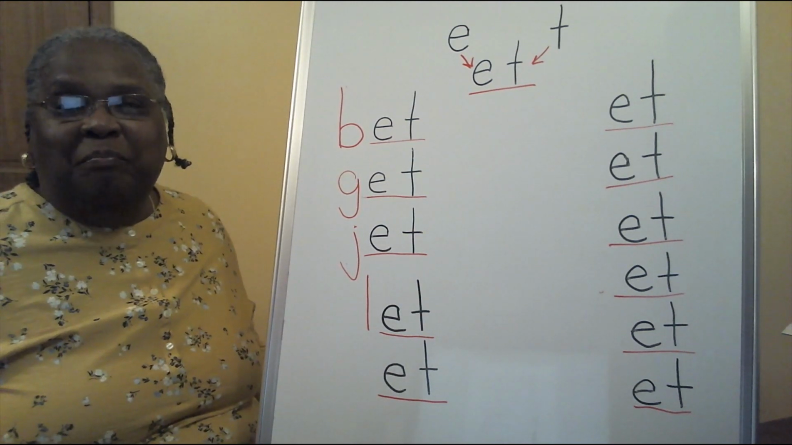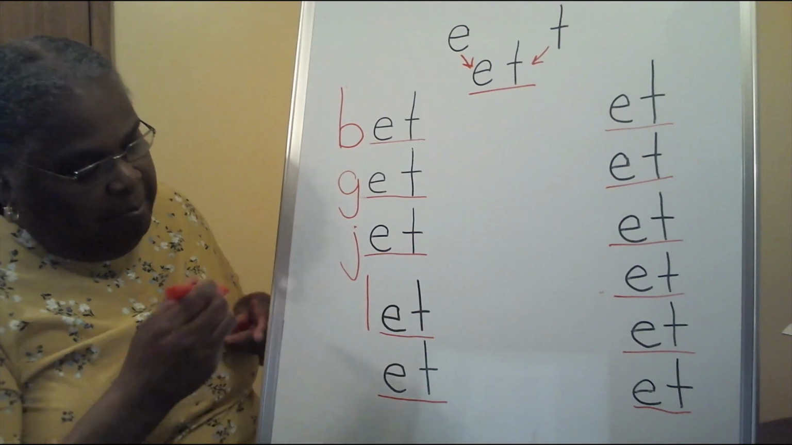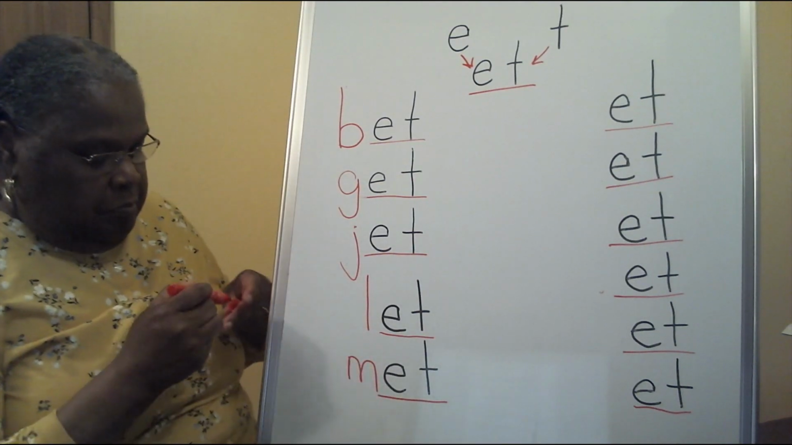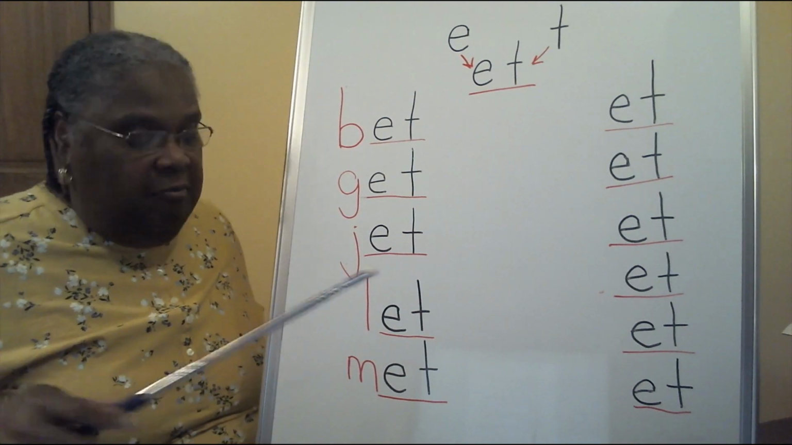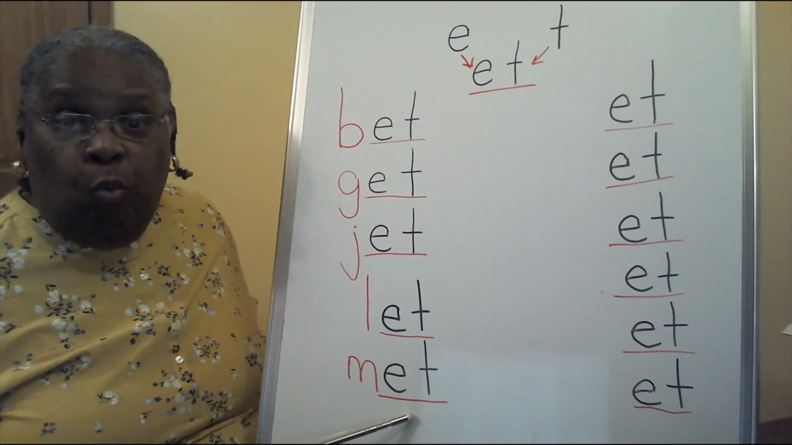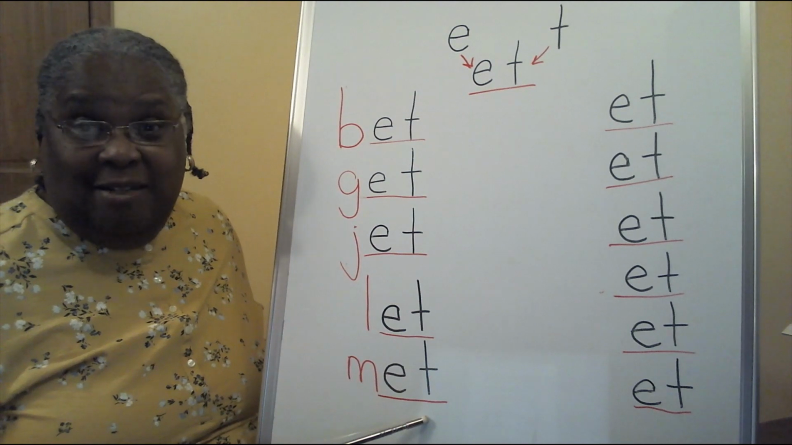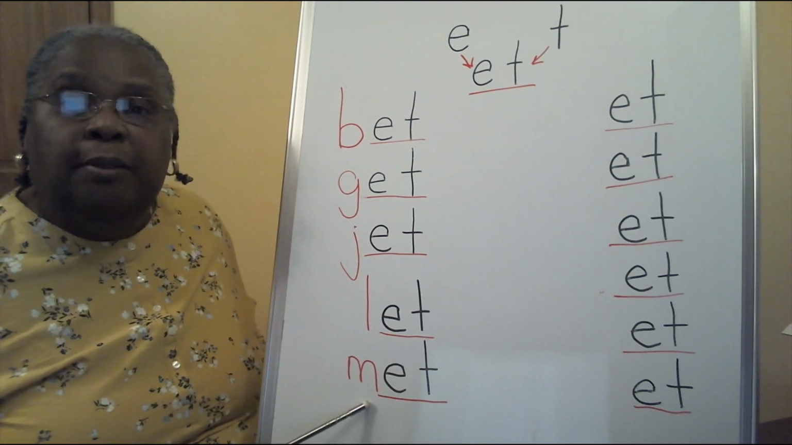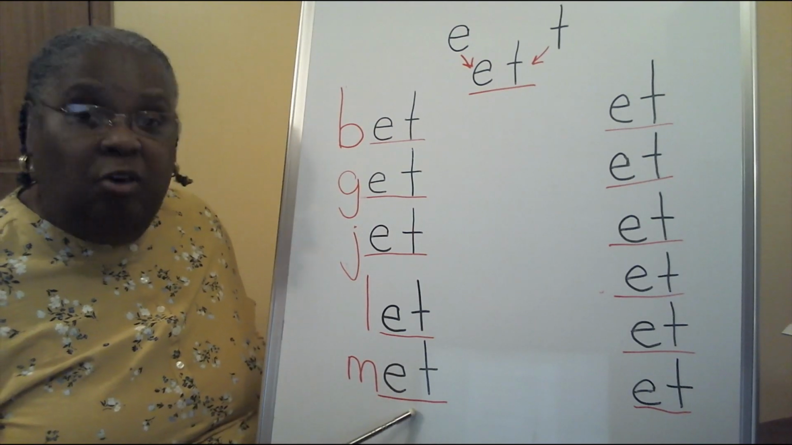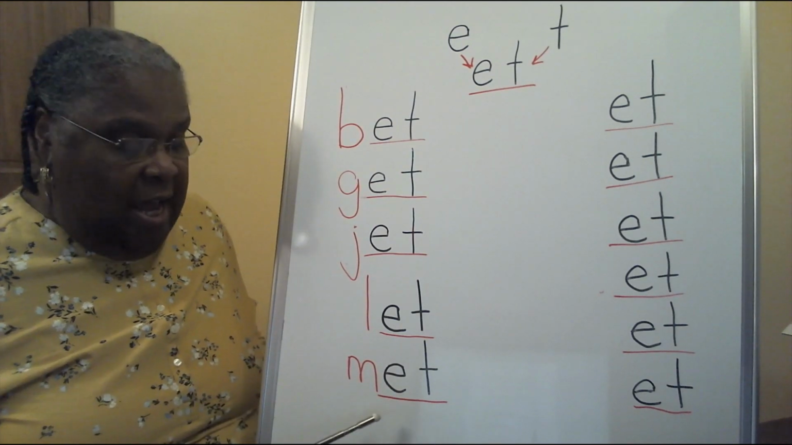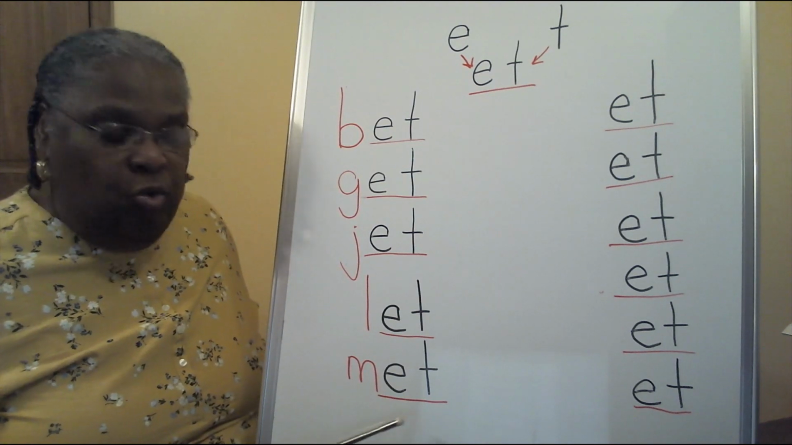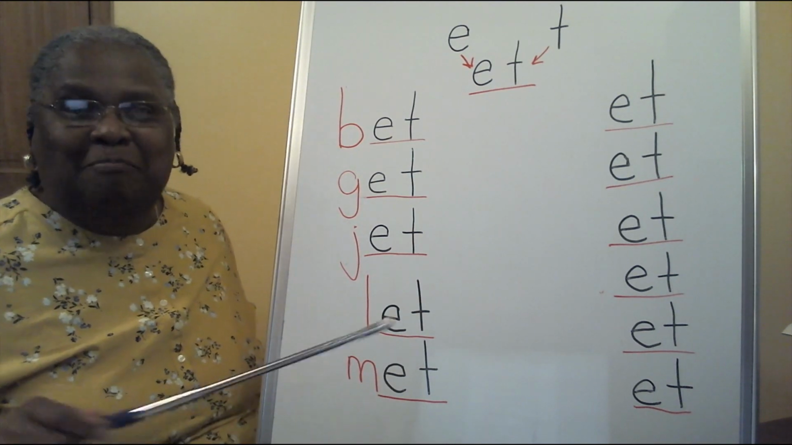When we put the letter M at the beginning of the blend et, we form the word met. Let us sound out the word together. Say the M sound, mm. Say the sound of the blend, et. Now say the M sound and the sound of the blend together smoothly, met.